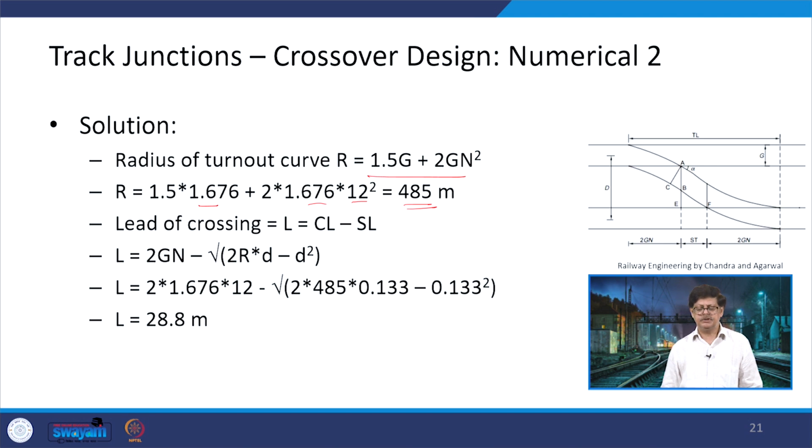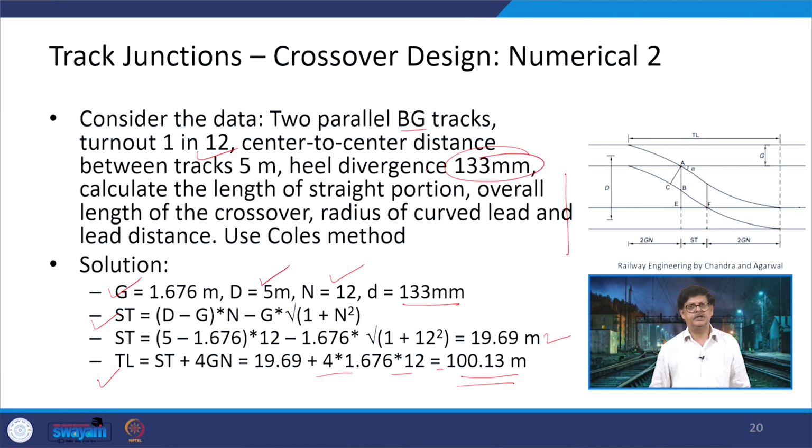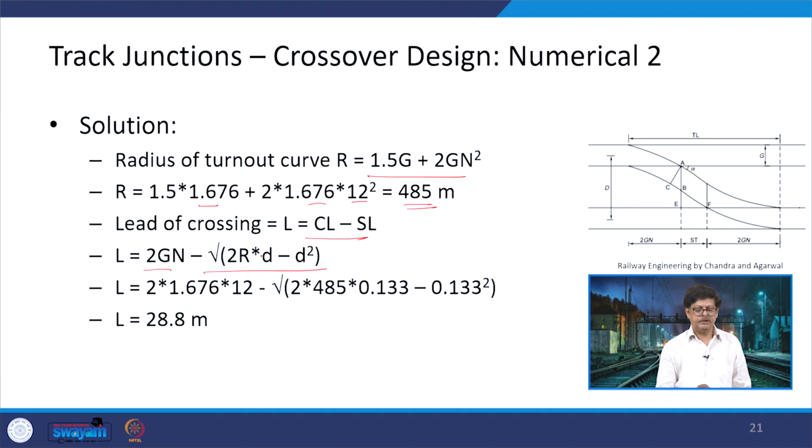And the lead of the crossing, that is CL minus SL. So, the formula is 2GN minus under root of 2RD minus D square. Again, the D value is given to us here. So, this is 133 mm, so we are considering that value. G and N are already there, R we have calculated. So, if we put all of these values here, R 485, D 0.133, what we get is 28.8 meters.